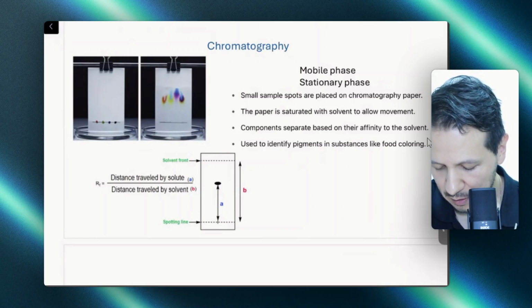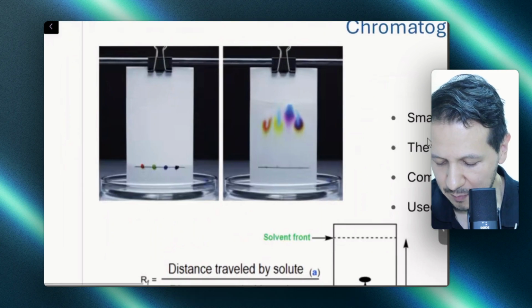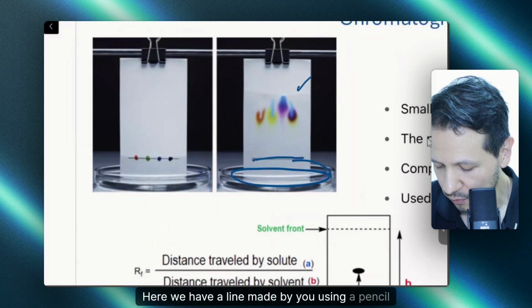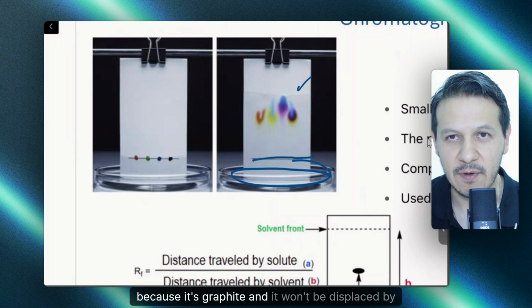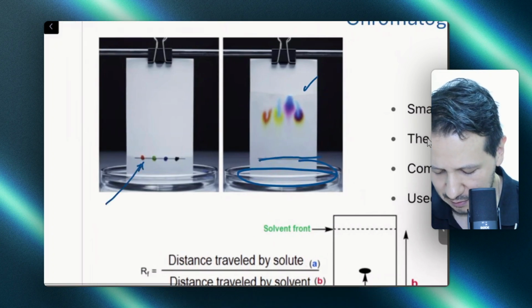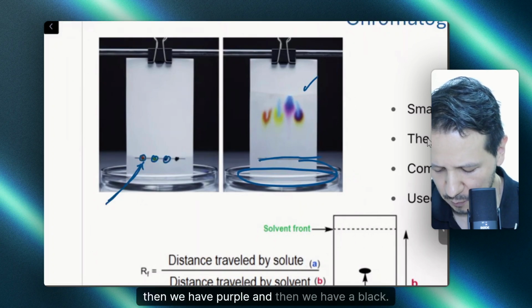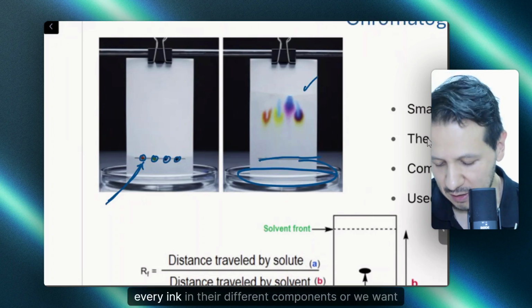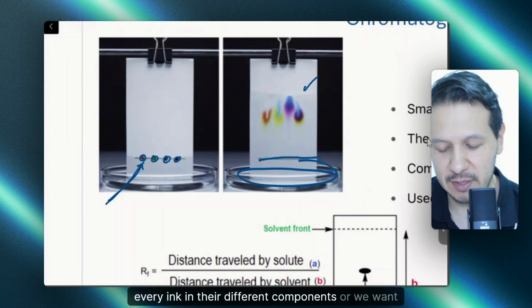Okay? So as you see, here we have paper, here we have a petri dish, here we have a line made by you using a pencil, because it's graphite and it won't be displaced by water. First we have some inks. In this example we have red ink, then a green, then a purple, and then a black. And the idea is that we are separating every ink into its different components, or we want to see the different components.